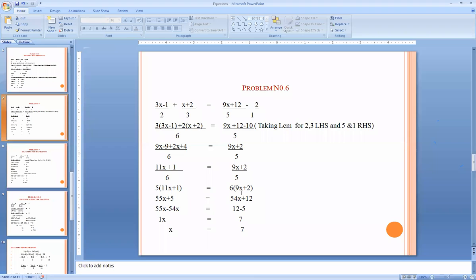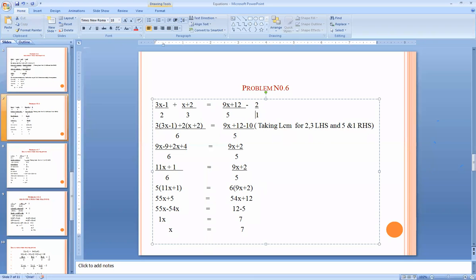That is problem 6.1, which is in the same manner. The question is 3x minus 1 divided by 2. This is one fraction, plus in between these two fractions, that is plus value, x plus 2 divided by 3 equals, let us go to the right hand side, 9x plus 12 by 5 minus 2. No number is given means you should assume it as 1. If it is given 2 by 1, write as it is. If nothing is given in the denominator place, you should write it as 1.